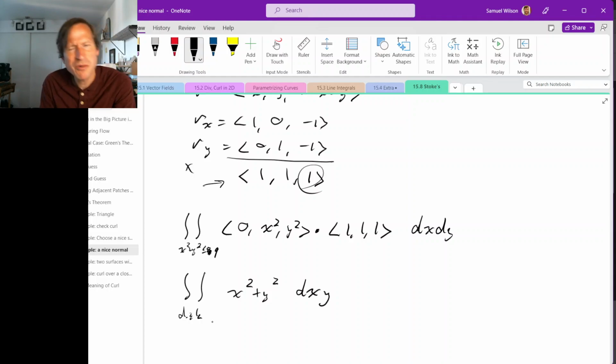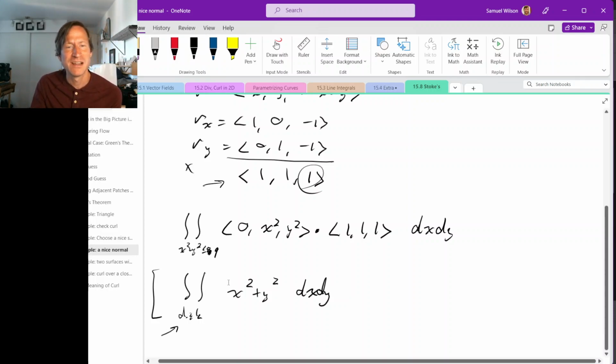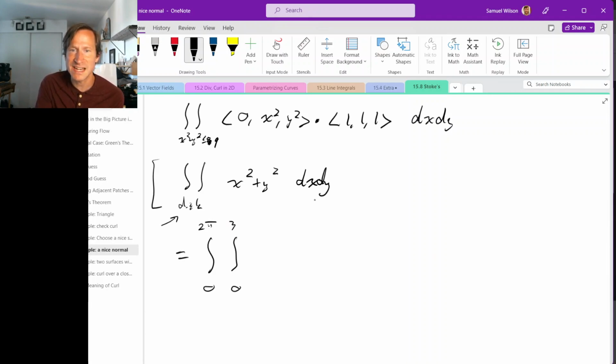Now we have to evaluate this integral, but describing the bounds in terms of x and y coordinates is kind of clumsy. But now that we have this integral, we can treat this double integral as if it's a regular old double integral, and if we want to switch to different coordinates, we can. Let's switch to polar coordinates. We're integrating over a disk of radius 3, so theta is going to go from 0 to 2 pi, r is going to go from 0 to 3, our area element dx dy is r dr d theta, and then x squared plus y squared is r squared.